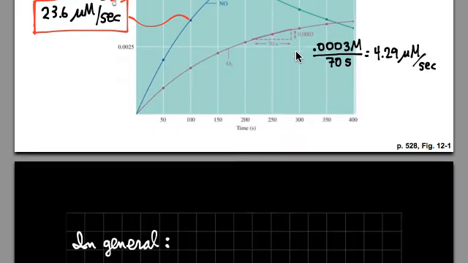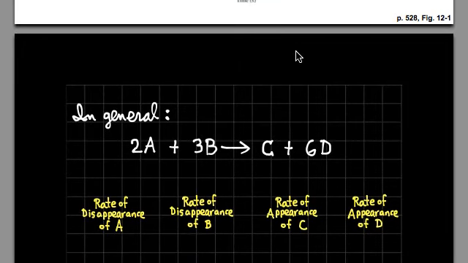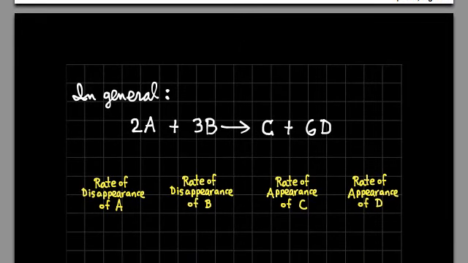All right, let's look at one more complicated setup. So, in general, a reaction, 2A plus 3B give 1C and 6Ds. I totally made that up, but it's a good example, I suppose. The rate of disappearance of A, the rate of disappearance of B, these are disappearing, they're reactants. The rate of appearance of C, the rate of appearance of D, these are products that are being created.